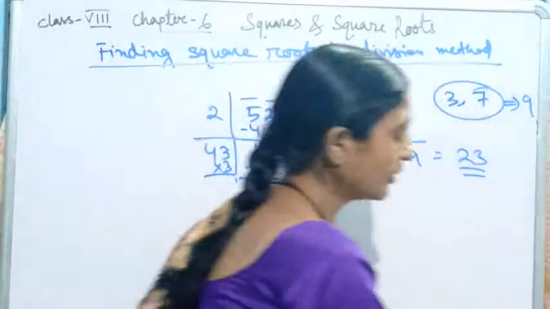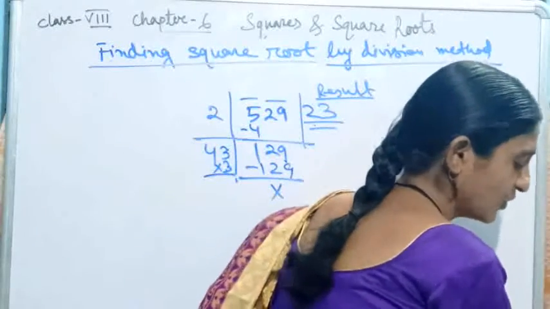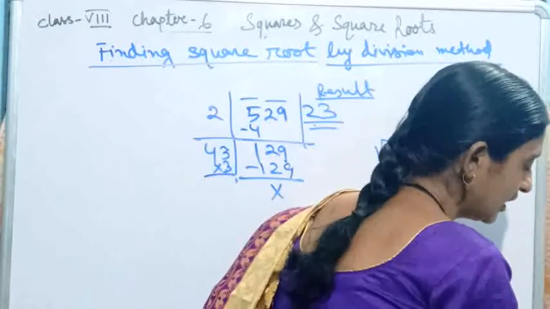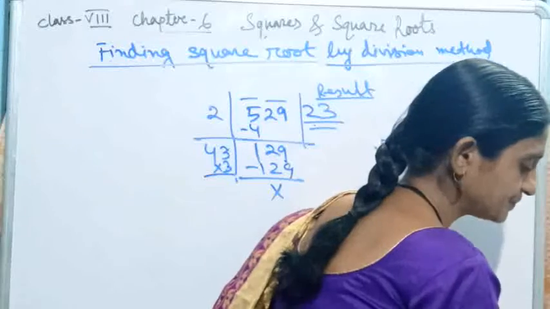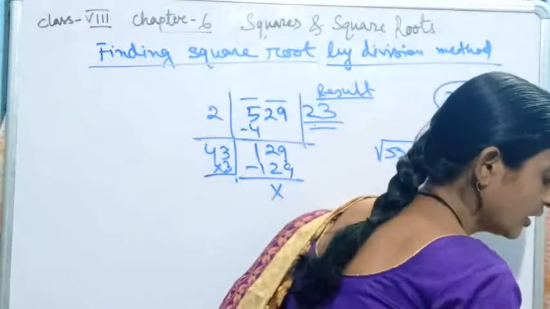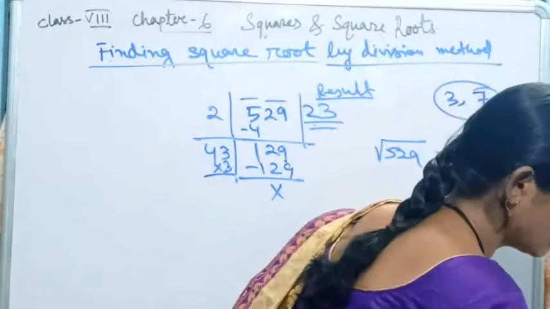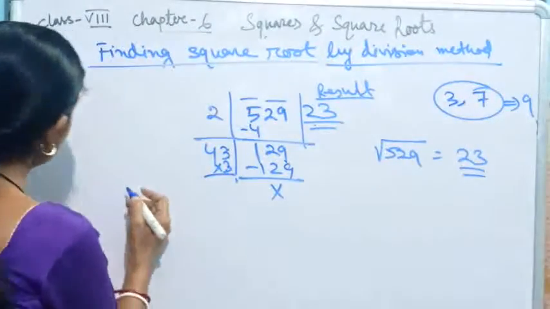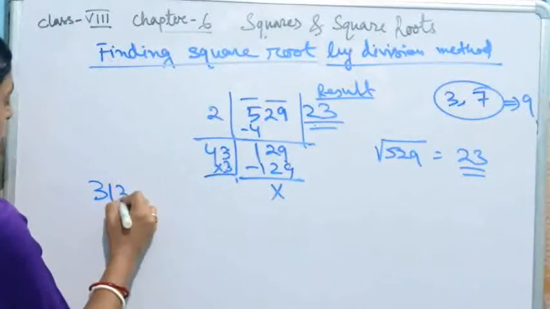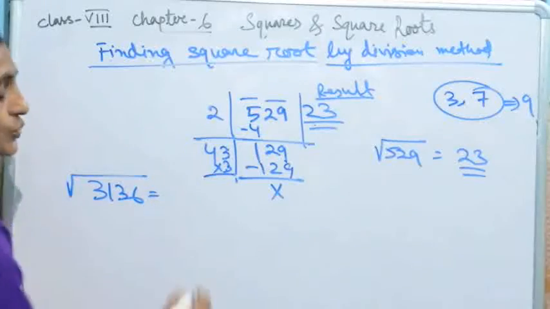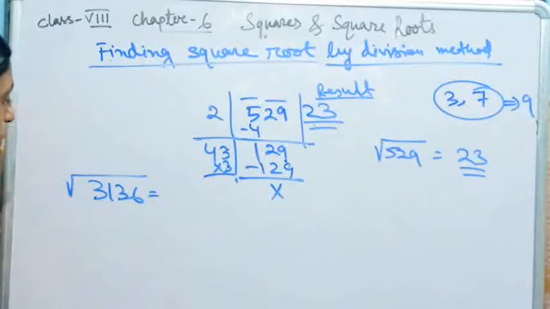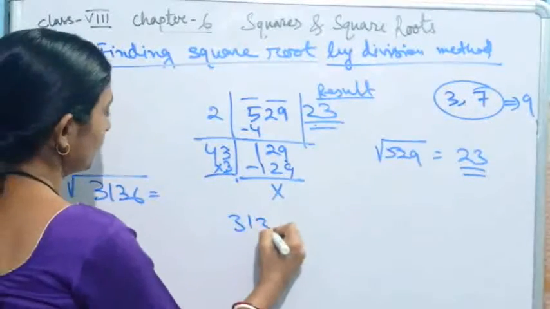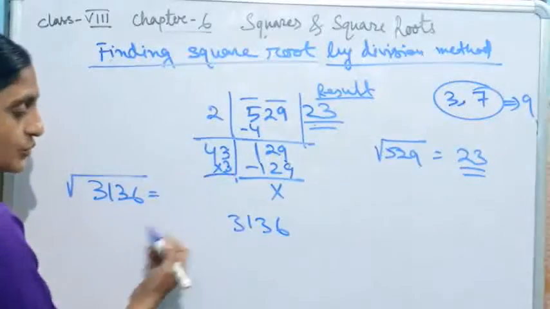Suppose this type of big number is given for the division method. Okay, let's go for one number. Here I am going to take one big number. Let it be 3136. Its square root you also have to find out by the division method. Okay, let's go for the division. 3136. Here a 4-digit number is there.